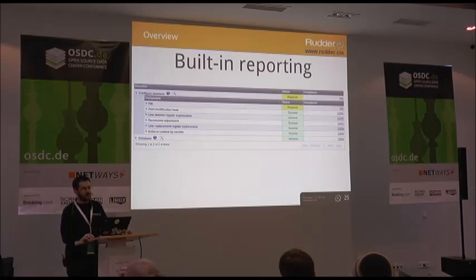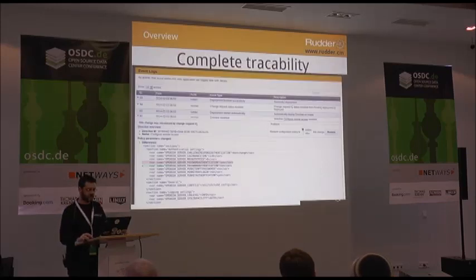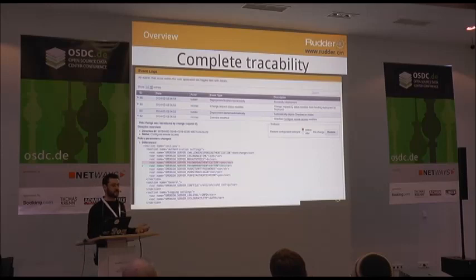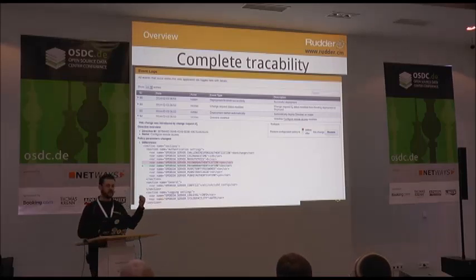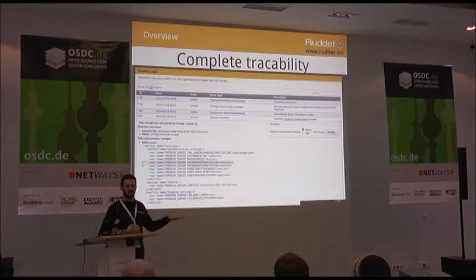Since all of the changes we're doing are happening in one central place, it's the Rudder server, it could be the Rudder web interface, it could be through the API, it could be through the CLI, everything we do is traced exactly in the same way. If you're doing Puppet or Chef or CFEngine, you're going to commit your code into a Git repository, an SVN repository. It's exactly the same thing here. You use the web interface, and every change will become a Git commit in a Git repository.